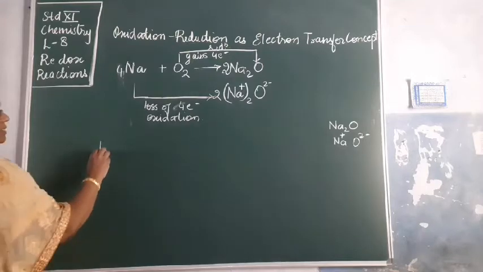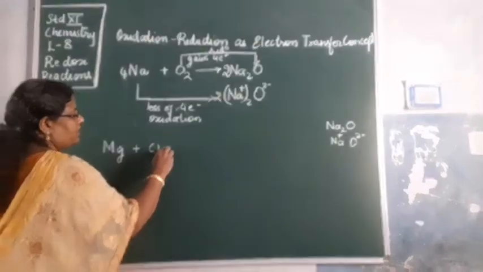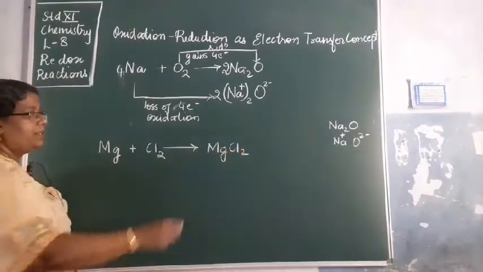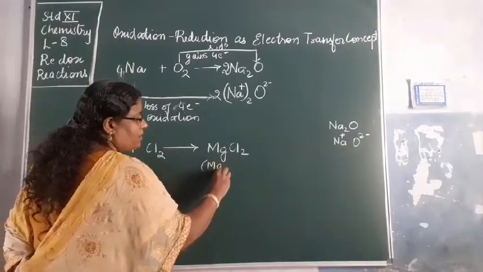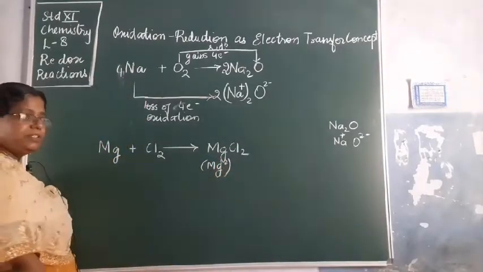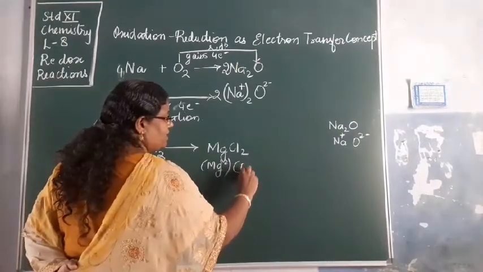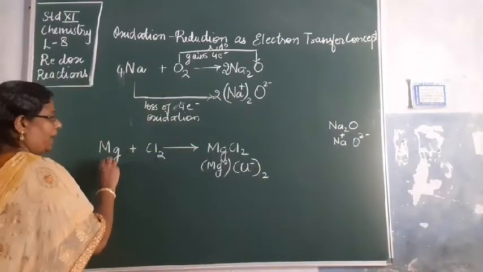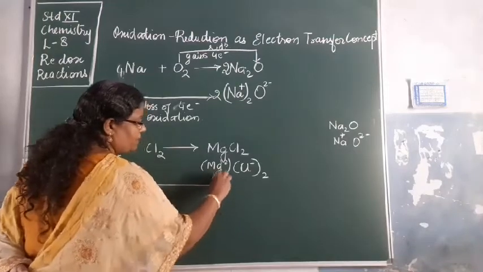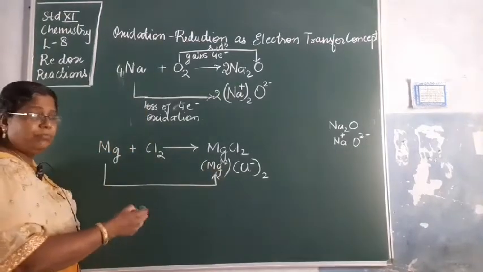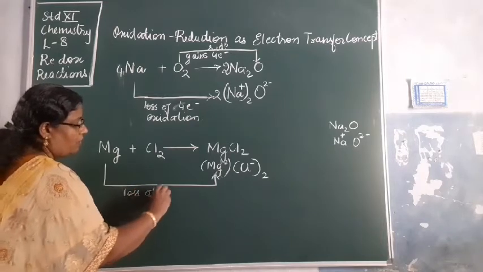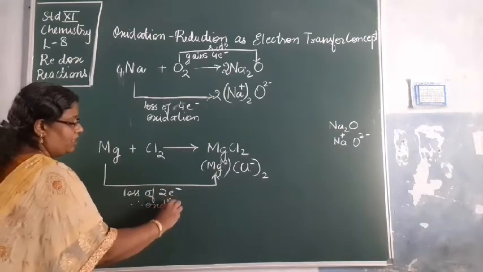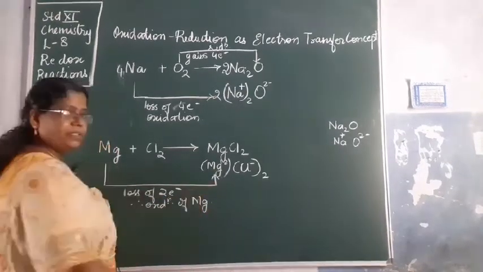One more example we will take, Mg plus Cl2 gives you MgCl2. जब भी कंपाउंड MgCl2 है, मतलब Mg in this compound is existing as Mg+2 and Cl is existing as Cl-. यहाँ पे 2 Cl है. So Mg, if it has to go to Mg+2 state, 2 electrons must have been lost. So here loss of 2 electrons takes place. So therefore oxidation of Mg has taken place.